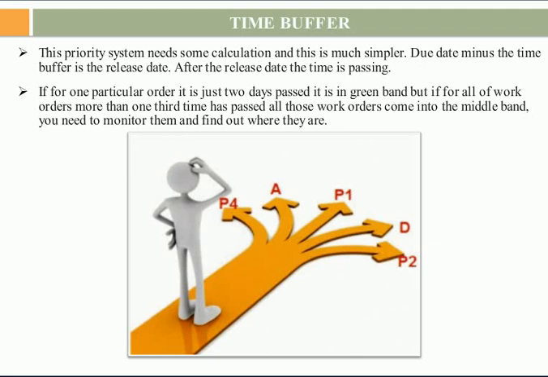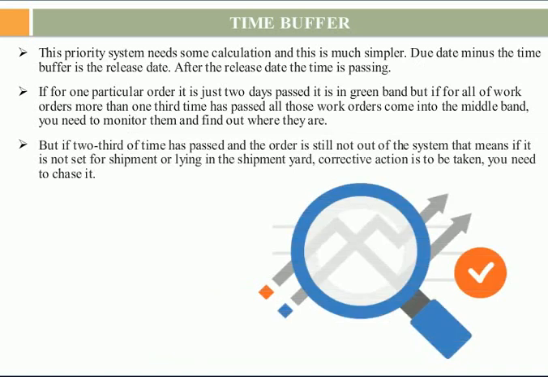Don't do any action, because our probability says the chances are that they will be out of the system on time. But if 2/3 of the time has passed and the order is still not out of the system, that means if it is not set for shipment or lying in the shipment yard, corrective action needs to be taken. You need to chase it.